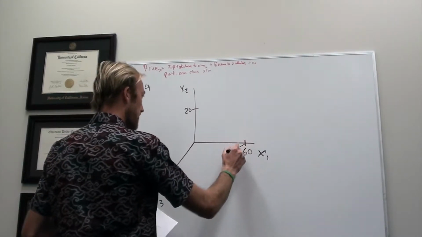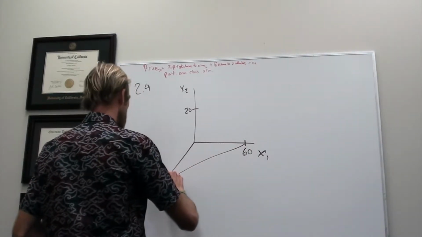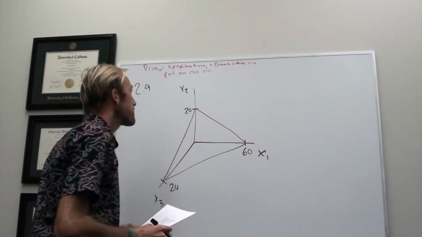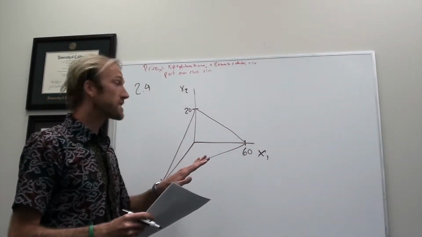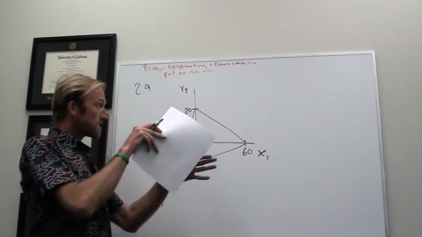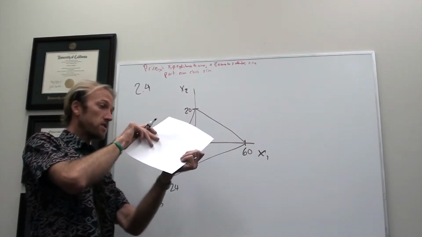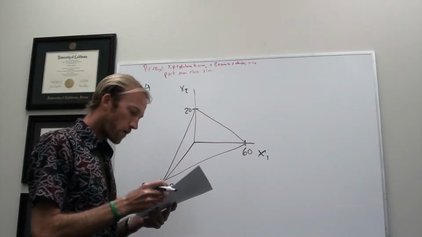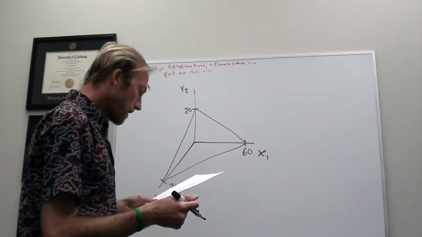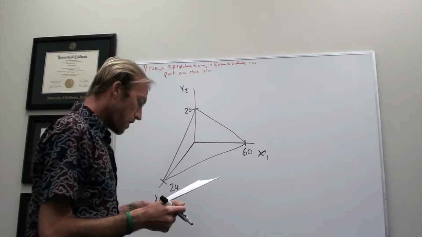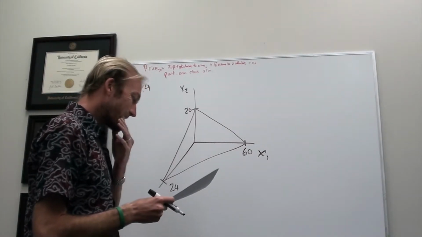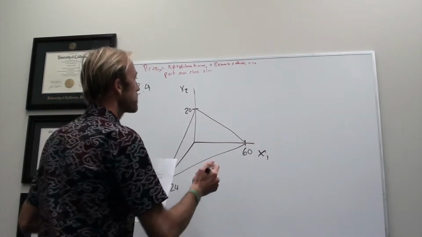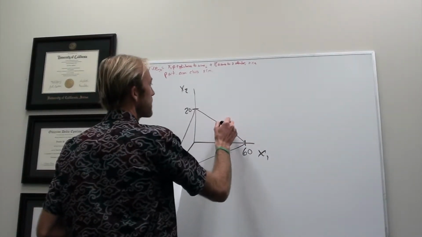And then I connect these with lines, and I have a three-dimensional budget set. Remember, this sheet is the budget set, and underneath is the choice set. Now, what is the opportunity cost of x1 in terms of x2? The opportunity cost of x1 in terms of x2 is merely the slope of this line.